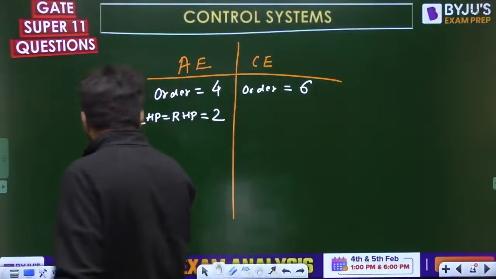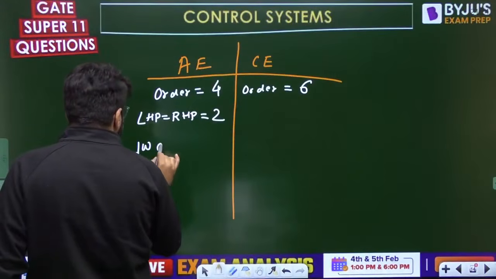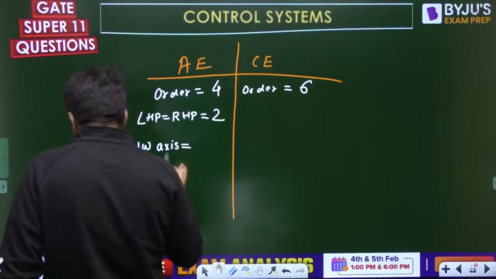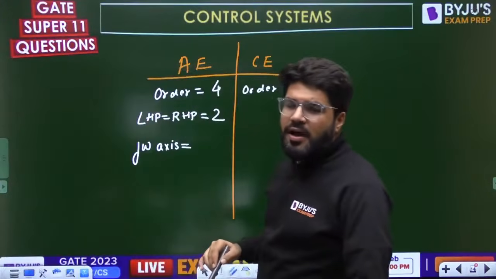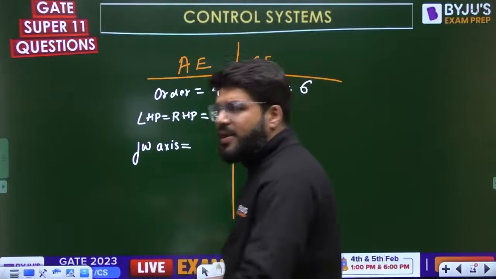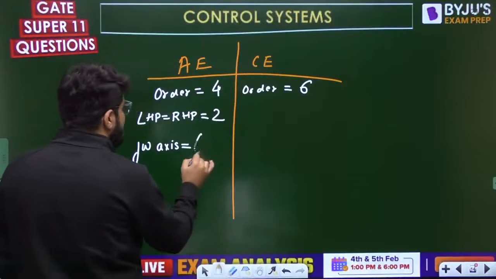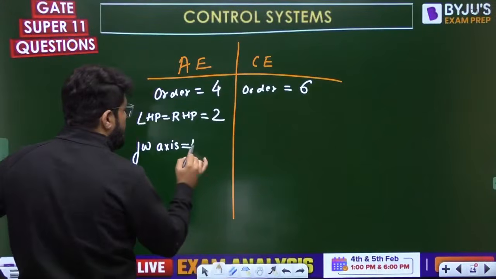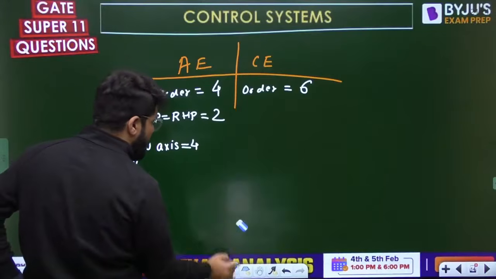So now dear, tell me, if there are j omega roots, that is only in the auxiliary equation case, but how many are in the j omega axis right now? Sir, there are total 4 roots. It is a 4th order equation. There are total 4 roots.